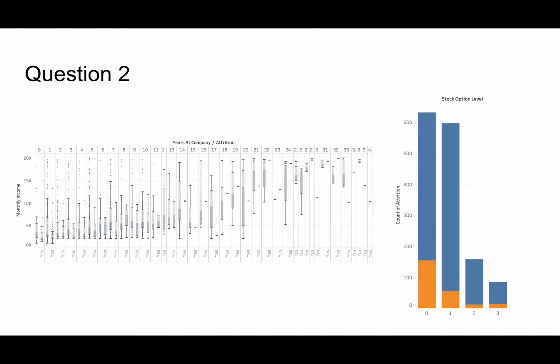And to talk about the relationship between employee attrition and benefits, I set stock option level as the benefits of employees. In this chart, we can find that the better the benefits an employee gets in a company, the fewer the number of employees who choose to resign.